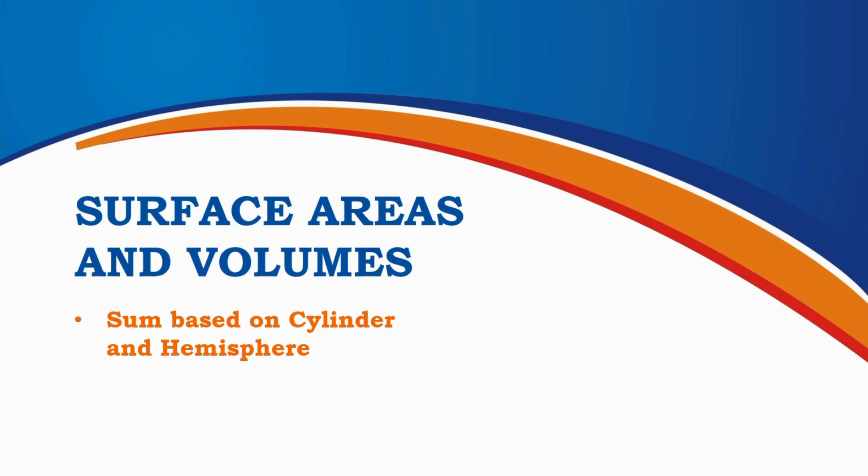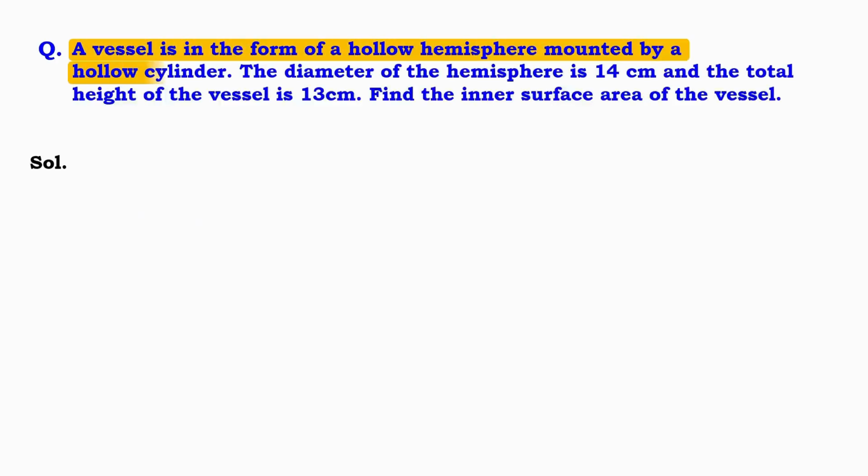Now we will take a look at the different problems based on the cylinder as well as the hemisphere. So the question is, a vessel is in the form of a hollow hemisphere mounted by a hollow cylinder. The diameter of the hemisphere is 14 centimeter and the total height of the vessel is 13 centimeter. Find the inner surface area of the vessel.